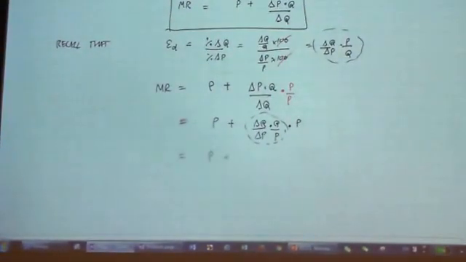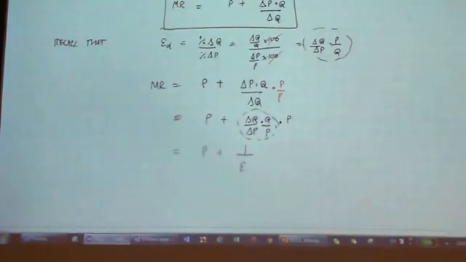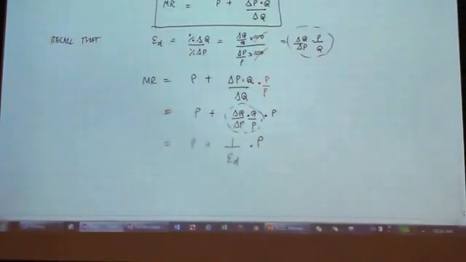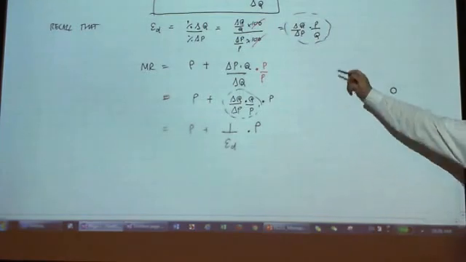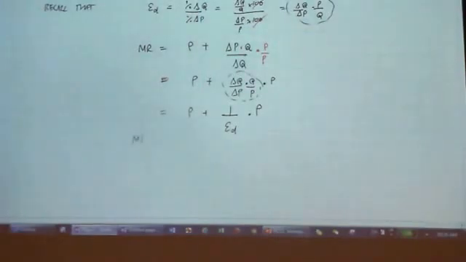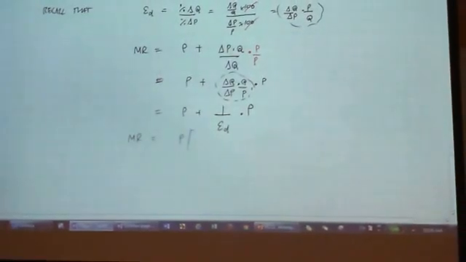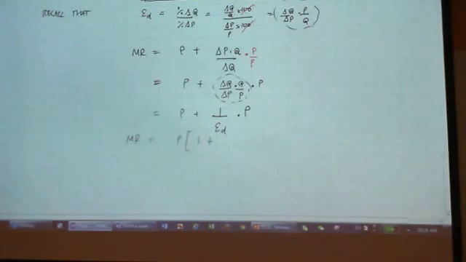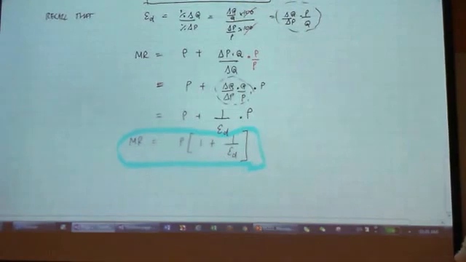So, P plus... Utilize this term, you get this. Okay? Finally, let's rearrange a little bit. Now we have successfully linked MR with price elasticity of demand.